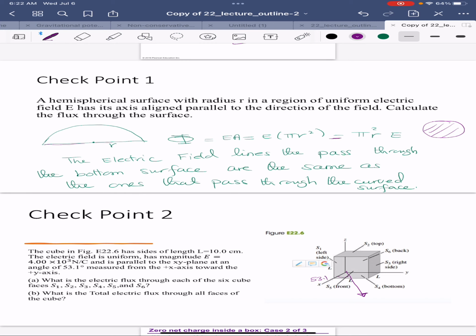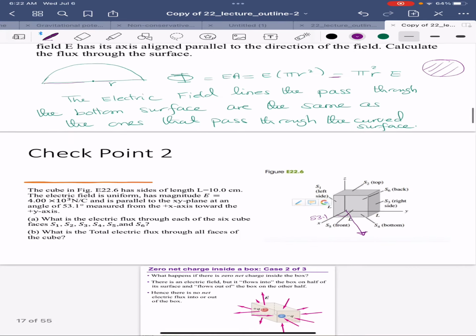Pi r squared times E. Then this is really my answer, pi r squared times E. This is a very easy question. I will move to the next one.